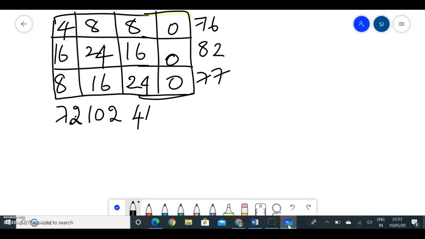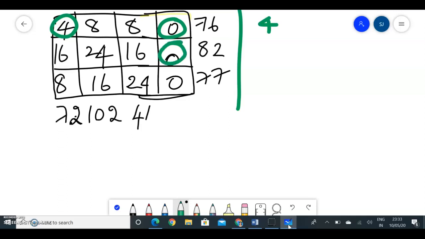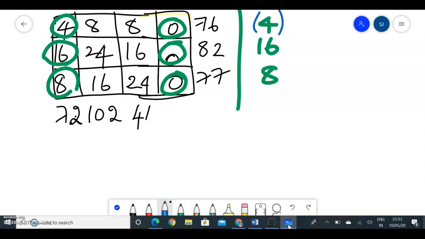So which is the least number here? 0 is the least number and 4 is the next least number. So the penalty difference between 4 and 0 is 4 minus 0, which gives you 4. The next one is also 0 and 16 is the next least number, 16 minus 0 is 16. Again 0 and 8, the penalty here is 8. So the penalties you are getting row wise are 4, 16, 8.